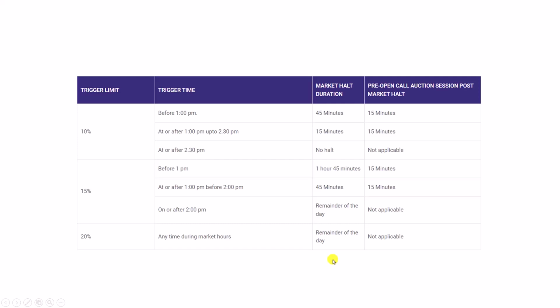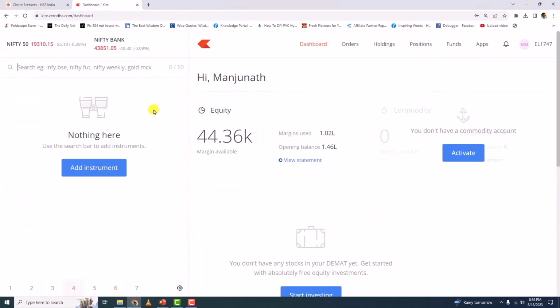We have price bands for stocks too. We have upper and lower circuits for stocks too. So let me go to my Zerodha dashboard and show you the upper and lower circuits of stocks. Alright. So I am in my Zerodha dashboard.